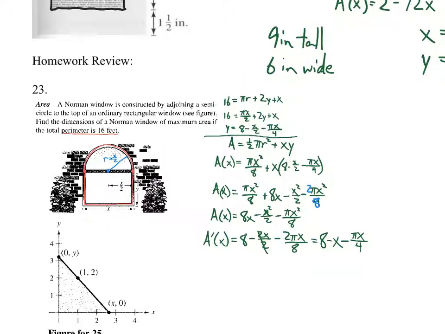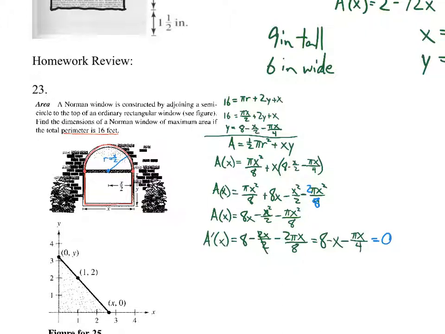Alright, what'd you guys end up with? Negative 8 over 4 minus. Okay? No, that's not the 4 minus pi. I think you got something.